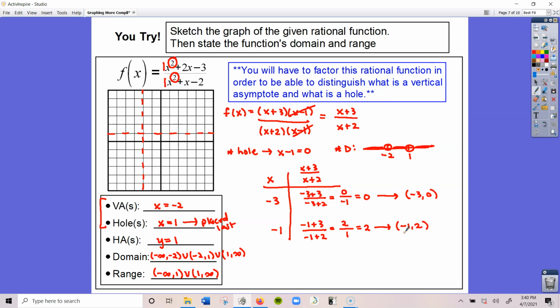So now we're going to put both of these points here on my graph. So we have -3, 0 and -1, 2. We can now draw our curves.